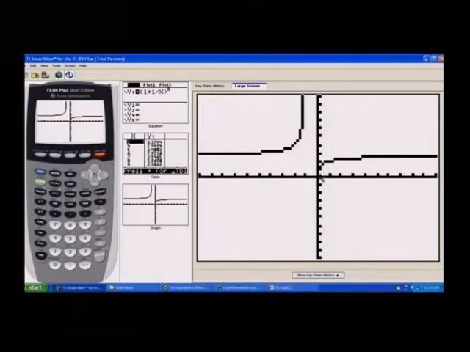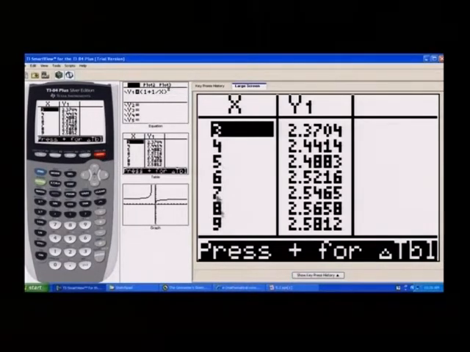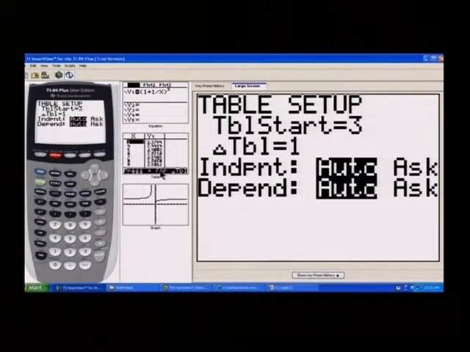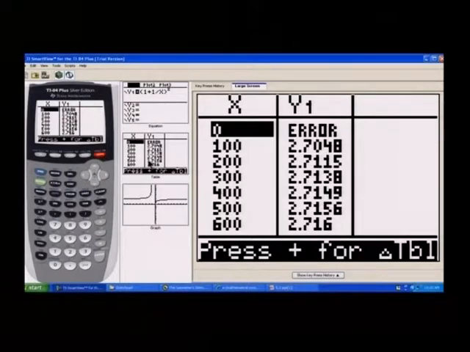We can see an asymptote at x equals 0, which we expected because we have 1 over x in the equation. Let's take a look at the table for this one. And we see as x is going to 10, we're coming to 2.5, maybe 2.6. Let's change our table. And let's start at 0. And instead of going by 1, let's go by 100. See what that gives us. Let's go back to our table. Actually, I put in 1,000, but let's go back and put in 100. There we go. Small little lag there in the calculator. Let's look at the table.